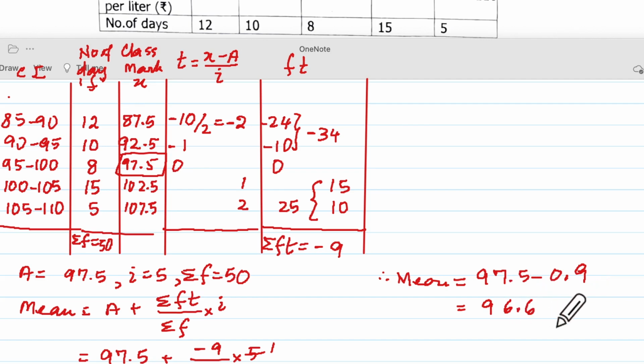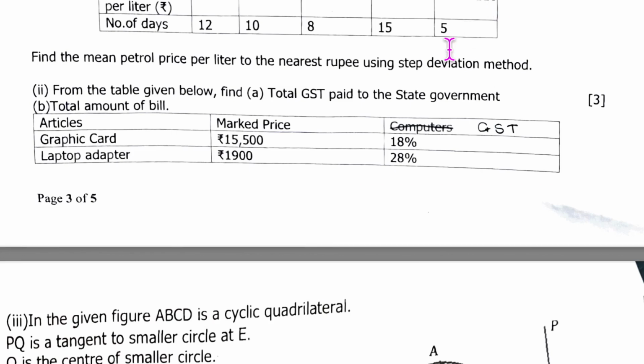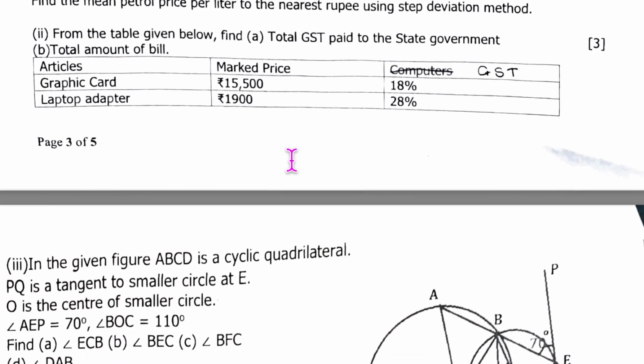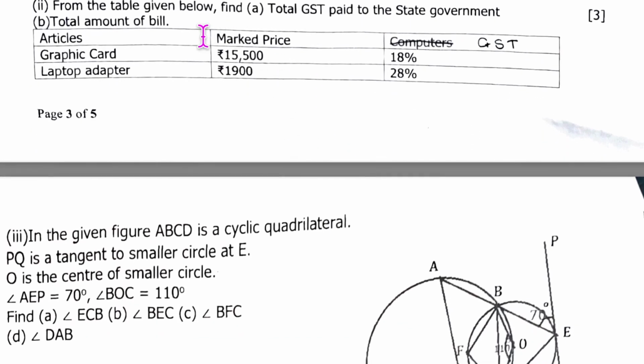Now, is this the average price? Is it the mean price? So we have to write rupees and we have to write one decimal place here. Okay, two decimal places should be written. Are you with me? Yes. Yeah. So this is your answer. How was it? Now step deviation method is good? Yes, ma'am. Thank you.